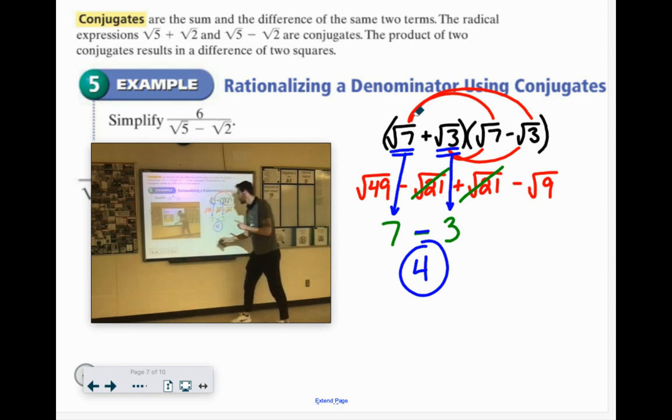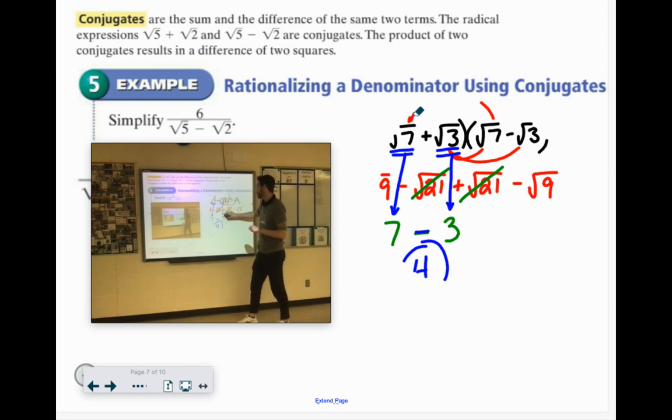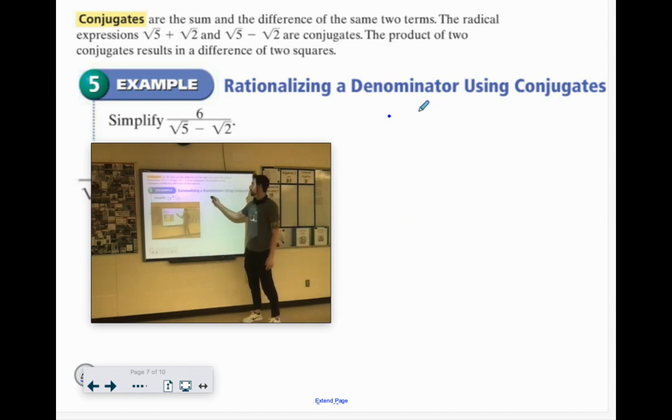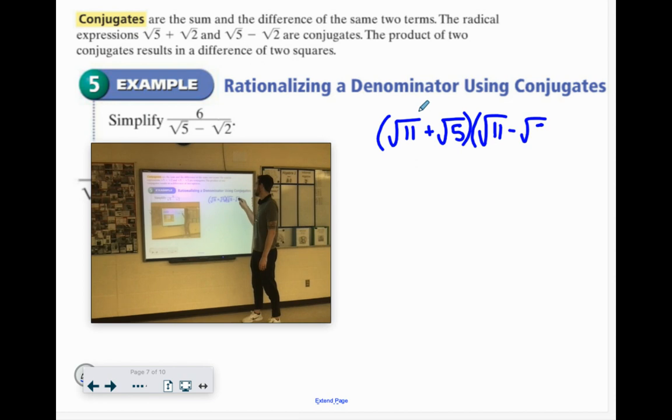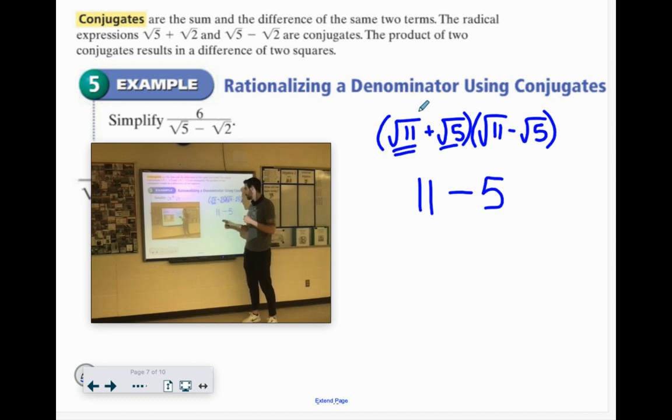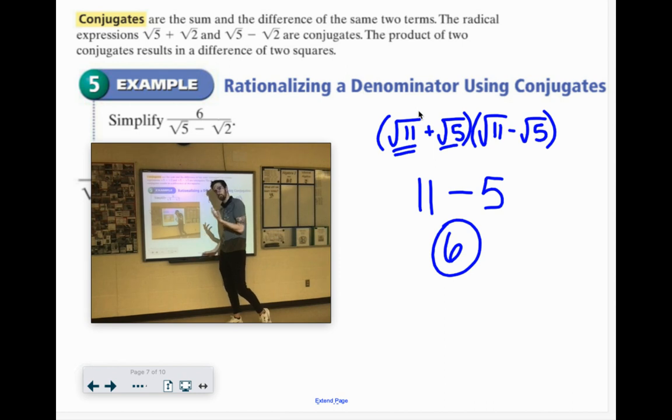So let me show you one more example, and then we'll try the problem we have to try. So if we had root 11 plus root 5 times root 11 minus root 5, same thing, one's a plus, one's a minus. You square the first term. Square root of 11 times the square root of 11 is regular 11. You always write a minus, and then you square the last term. The square root of 5 times the square root of 5 is regular 5. And 11 minus 5 is 6. So it's not terrible, but you have to understand what goes into that.